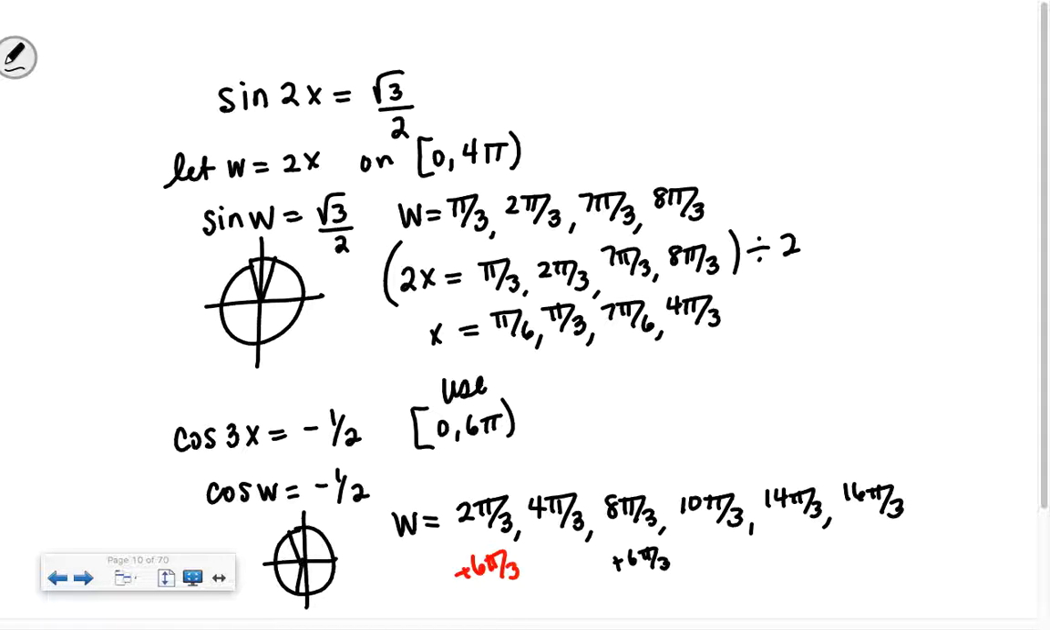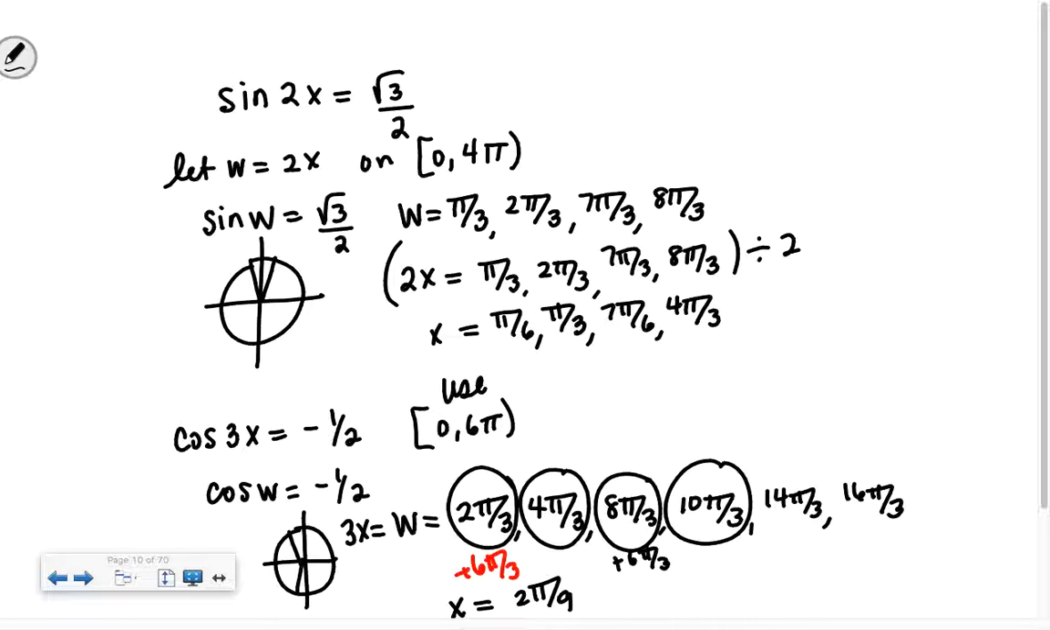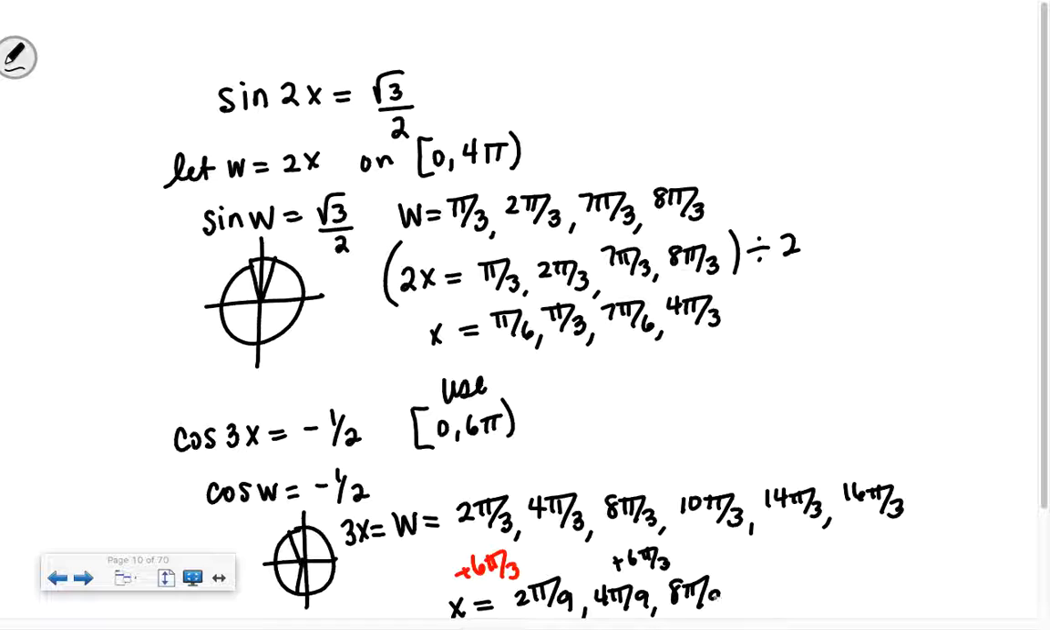That's what your w is equal to, and w was 3x. What we're going to do is divide all of our answers by 3. Usually it's just multiplying by 1/3, right? It's changing all the denominators. Yeah, Katie? So what are you adding by to get to those? I'm adding 2 pi to this, and then I'm adding 2 pi to this and this. So that represents 3 times around the circle. So I have 2 pi over 9, 4 pi over 9, 8 pi over 9, 10 pi over 9, 14 pi over 9, and 16 pi over 9.